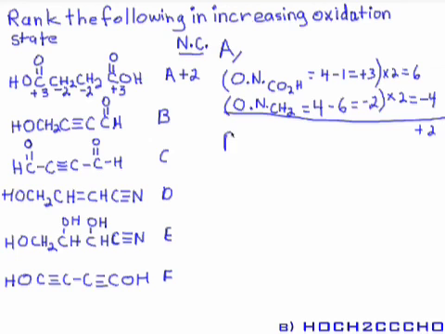Let's attempt to calculate it for molecule B. Molecule B has a CH2 with an oxygen attached to it. Oxidation number for the CH2: 4 valence electrons minus 2 electrons for every carbon-hydrogen bond. Carbon gets no electrons from the carbon-oxygen bond, and 1 from the carbon-carbon. That's 2, 4, plus 1 for the carbon-carbon, 5. 4 minus 5 equals minus 1.